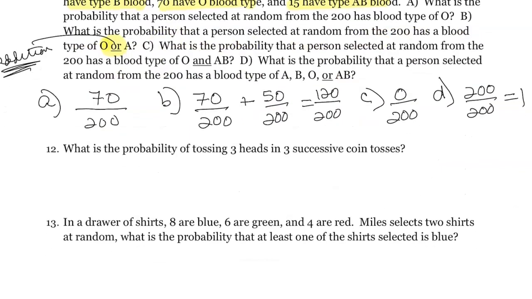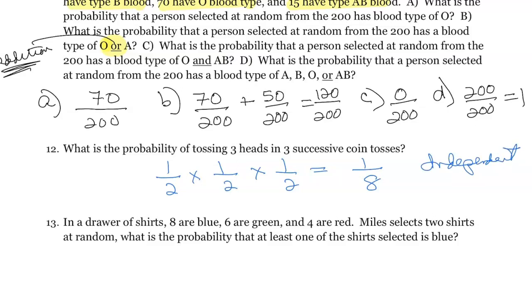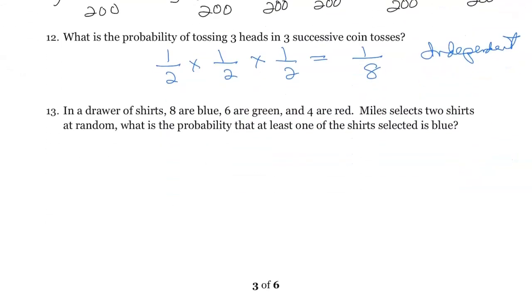Okay, next problem. What is the probability of tossing 3 heads in 3 successive coin tosses? Assuming the coins are fair, and the options are heads or tails, it's 1 over 2 each time as a probability, and that's going to give me 1 over 2 times 2 is 4, 4 times 2 is 8. And that's because those events are independent. Okay, they're independent, so they have no overlap, and one does not depend on another. Okay, 13.